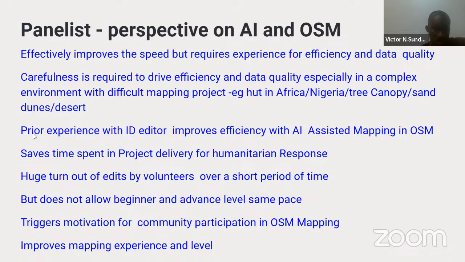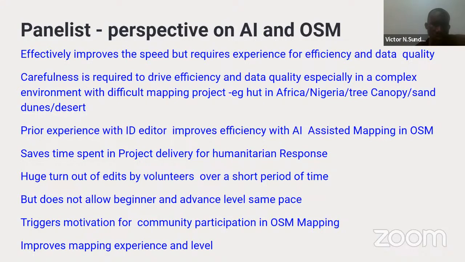AI does not allow beginner and advanced level same pace. What do I mean by this? You have a beginner mapper and then advanced mapper. If you want to appraise both of them, you cannot just start appraising them based on the AI, because if one uses the iD editor and the other one uses AI, both of them could actually be efficient, but not at the same speed of delivery.